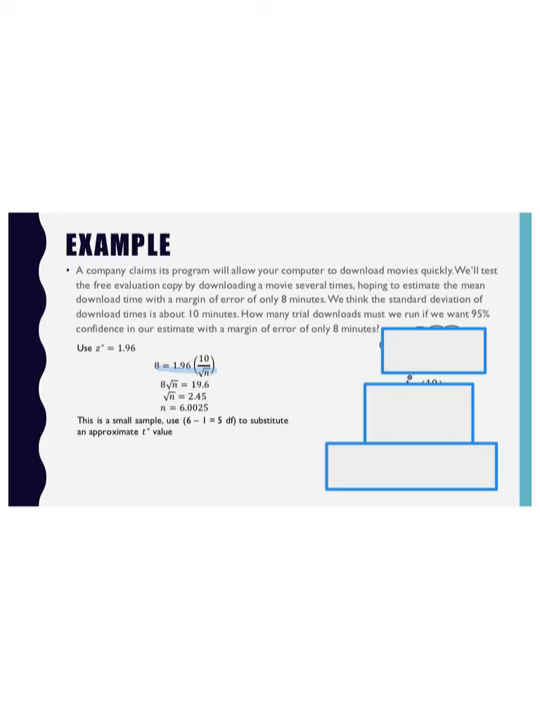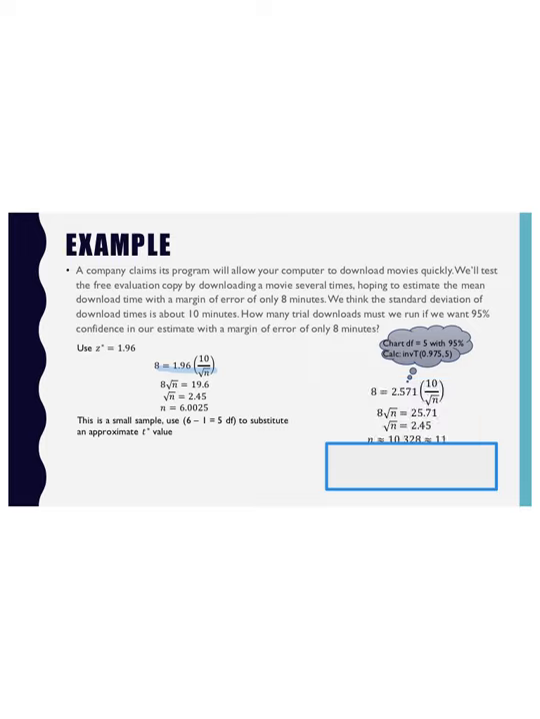Okay, so I can use my chart if I want. Chart degrees of freedom 5 with 95% confidence, or you can use inverse t 0.975 comma 5. From there, I should get a critical value of approximately 2.571. So 8 equals a critical value times 10 over the square root of n. And we solve for n to figure out our sample size. And it looks like we have 10.328 approximately, which remember we always round up. So to get a margin of error of 8 minutes, we're going to find the downloading time for 11 movies.